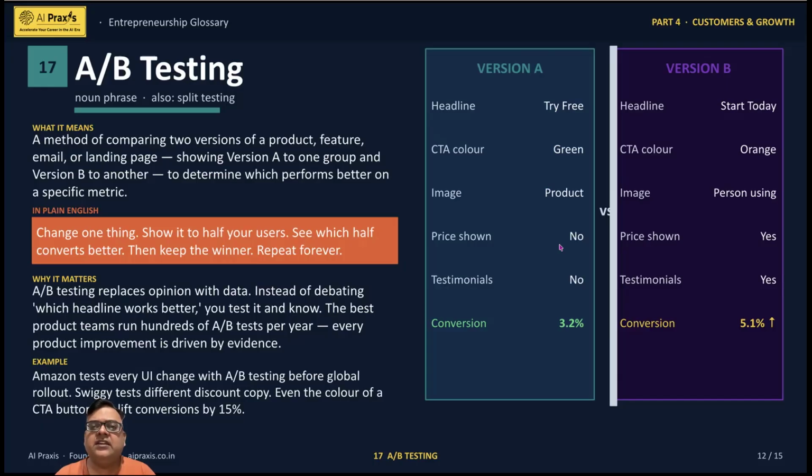Look at this example. Version A is something like try free, green button, product image, but no testimonials. The conversion is 3.2%. Version B, start today, an orange button, a person using the product, testimonials included. Conversion is 5.1%. That's a massive improvement. And no guessing was involved. So now look at companies like Amazon and Swiggy. They run hundreds of such tests. Even button color changes can impact conversions significantly. So remember, great product decisions are not opinions, they're experiments.